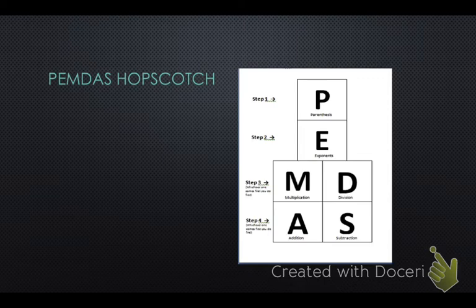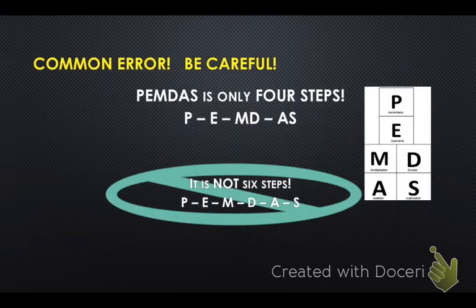Notice step 3, the M and the D are together, and step 4, the adding and subtracting together. That's very important in this video. All right? There is a common error, and this is what I'm talking about in 5th grade. Here's your common error. You need to understand that PEMDAS is only 4 steps. Parentheses, exponent, multiply and divide are a step, and adding and subtracting are a step.